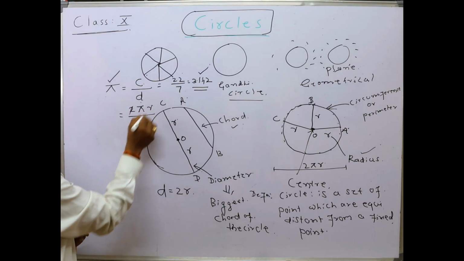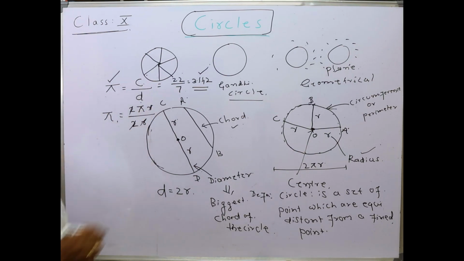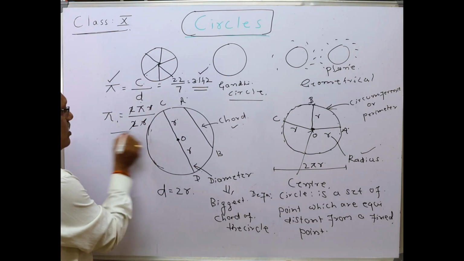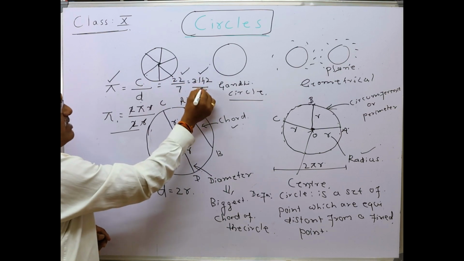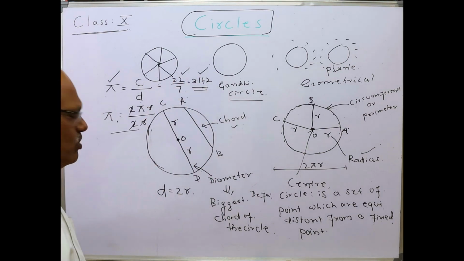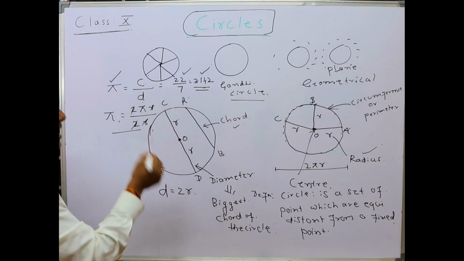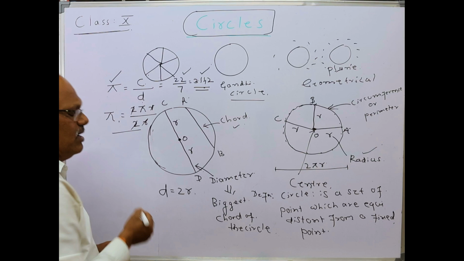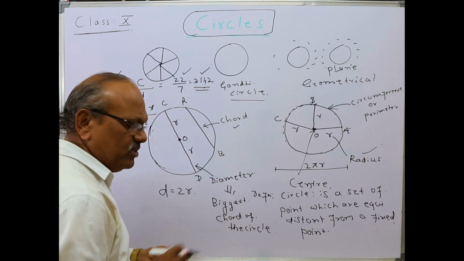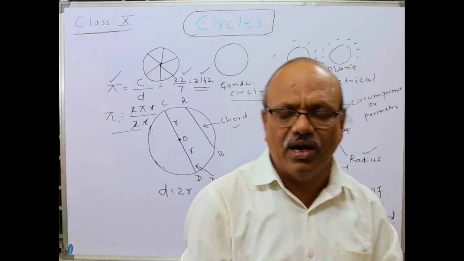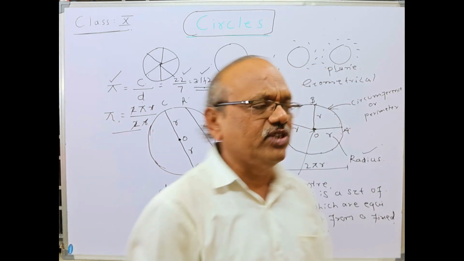If 2 cancels, r cancels, you get the pi. Yes. Pi is a constant of a circle. Its value is 22/7, 3.142. Okay. Let us come to some other points. It is a chord of a circle, diameter of the circle. Also, you learned about the major segment, the minor segment, the major arc, minor arc, already in the 9th standard.